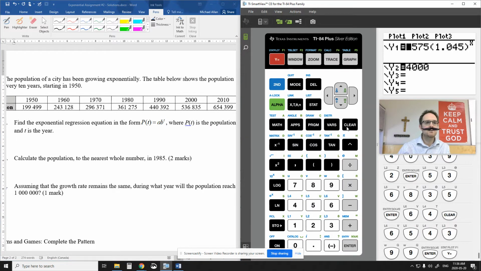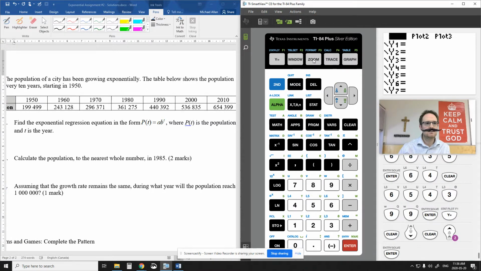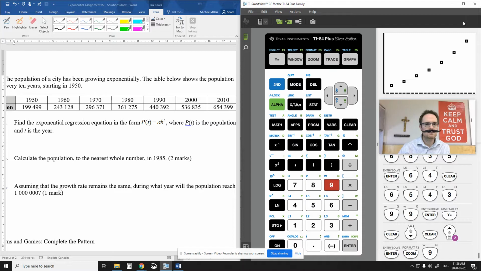I'm going to go Y is equal to. Oh, I got some stuff here. Let's get rid of those. So just hit the clear on each line. Go to plot, and then we're going to go zoom number 9. So there's my line. It looks pretty good, actually. Looks like it's increasing a little bit as it goes.